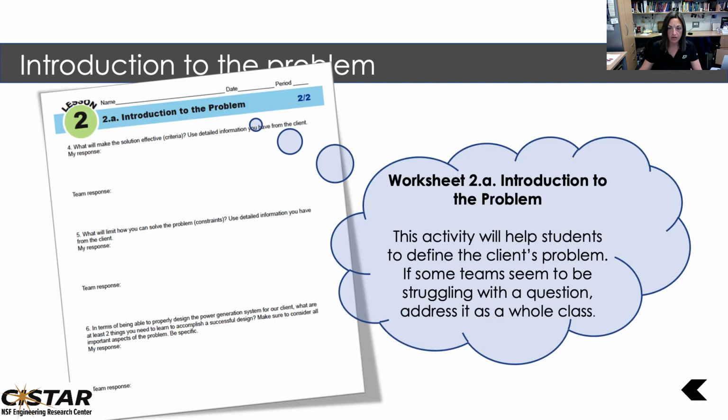For the 2A Introduction to the Problem activity, students will individually answer the questions on the Define the Problem worksheet, up to the questions about criteria and constraints. When students finish answering the questions on their own, instruct them to share their responses in small teams, decide what their team answer is, and write down the revised answer on the Define the Problem worksheet or directly in the students' engineering notebooks. If some teams seem to be struggling with a question, address it as a whole class.